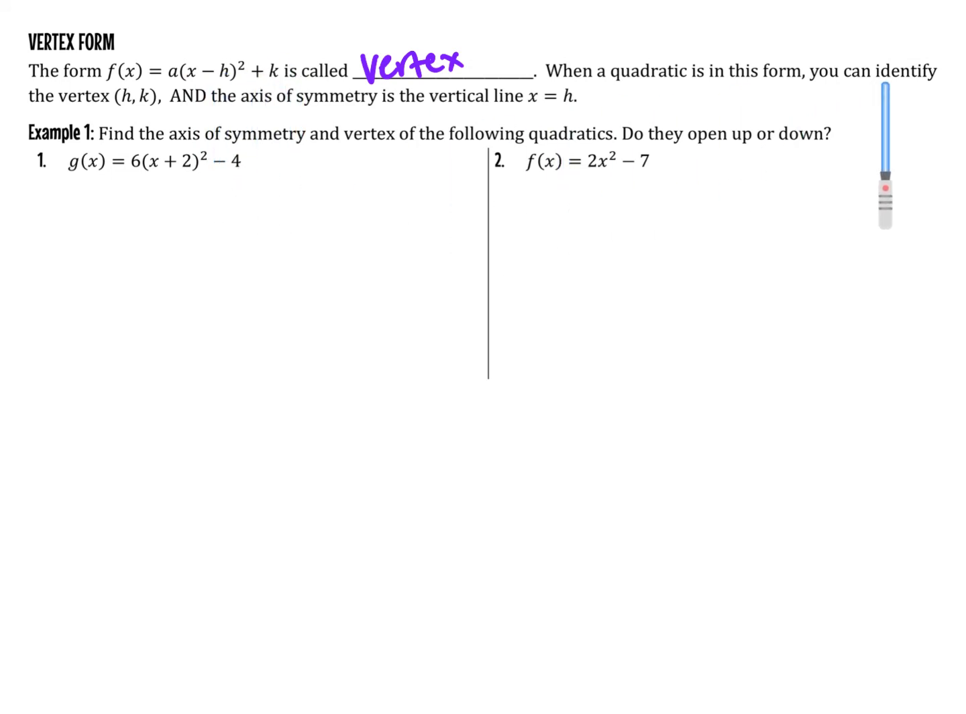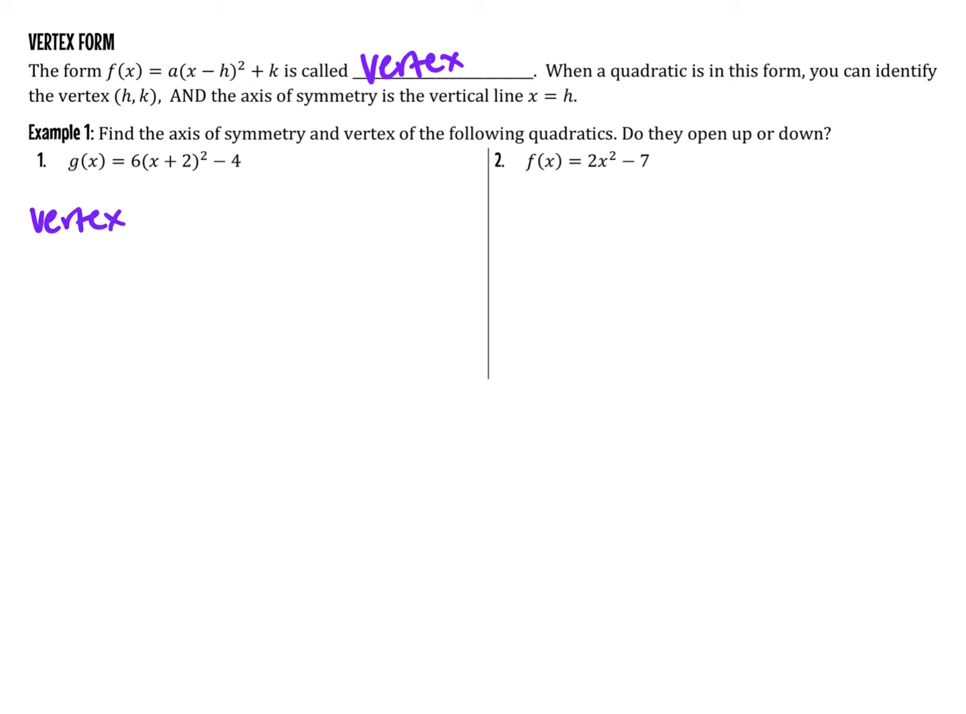When a quadratic is already in vertex form, you can right away identify that vertex, which means you can also right away identify the axis of symmetry, which is going to be x equals the x value of the vertex. So let's apply that to these two functions which are in vertex form. We're going to find the axis of symmetry, the vertex, and we're going to talk about whether they open upward or downwards. And I'm actually going to add a little bit about a couple of other things in here as well. So let's start by identifying the vertex.